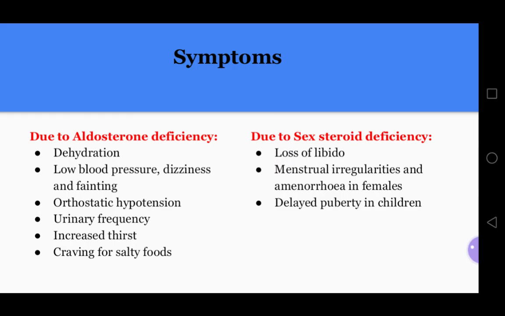Now coming to symptoms due to aldosterone deficiency. Aldosterone deficiency causes dehydration, low blood pressure, dizziness and fainting, postural hypotension, urinary frequency, increased thirst, and craving for salty foods. And due to sex steroid deficiency, the patient experiences loss of libido, menstrual irregularities, amenorrhea in females, and delayed puberty in children.